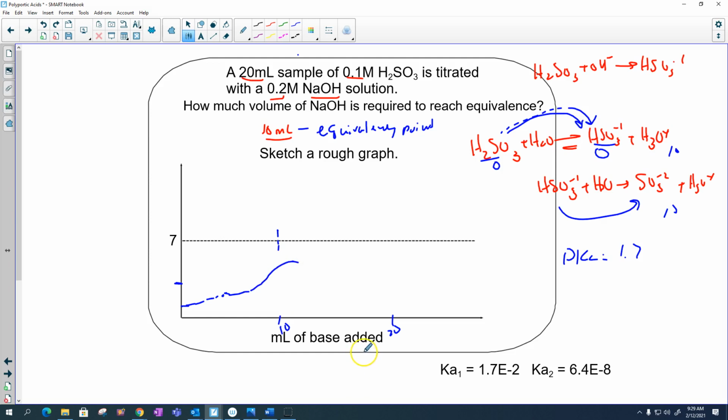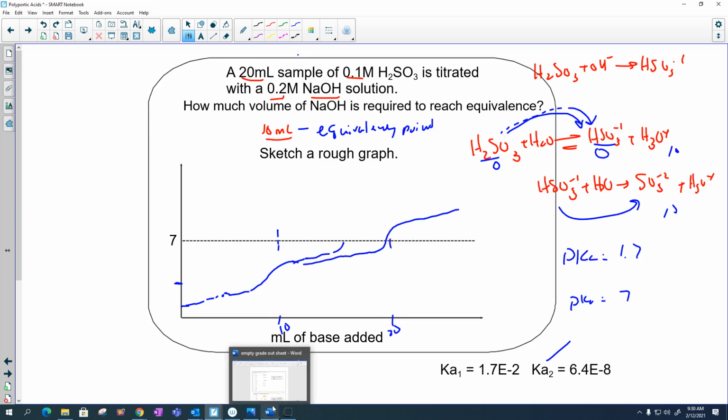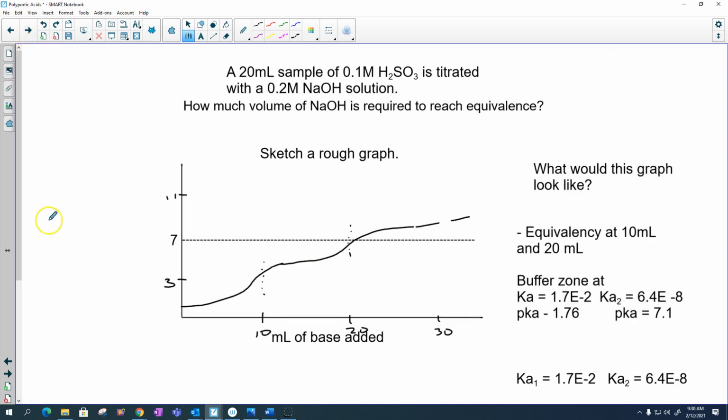Okay? And then this guy's pKa is right around 7. So I'll have a little higher here, and it's going to go all the way to here. So it's going to drag out, slowly increase, and another little bit of a bump right here. And that is what my graph looks like. Two bumps because I have a diprotic acid. And here's a more refined version of it.